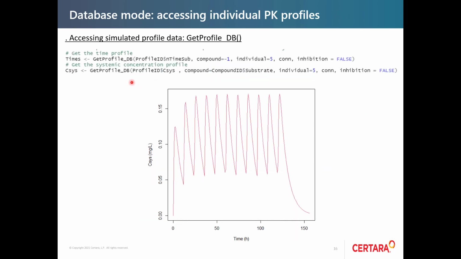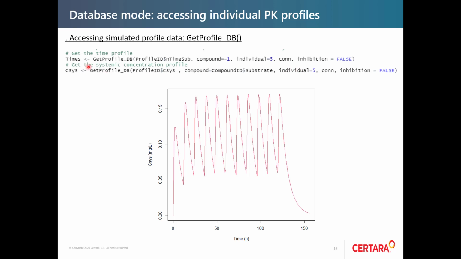To extract concentration profiles, we use the function called getProfileDB. For this function, you first of all need to specify the profile ID. So in this case, I'm extracting the time profile that was simulated for subject 5. So you need to mention the profile ID. In this case it is n times sub. Then you need to mention the compound, the individual number, the RSQLite connection, and finally, if you want the interaction profile.